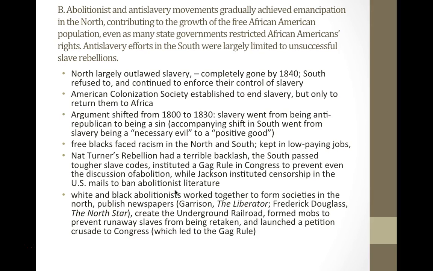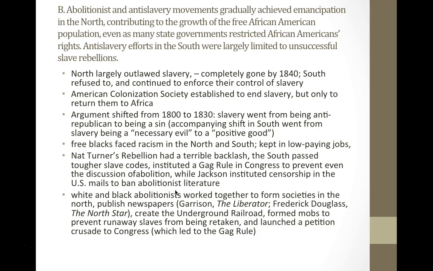All right, we're going to get a shift in the argument in the South. The South is going to stop arguing that slavery is a necessary evil. They're going to argue that it's a positive good, and we actually read Calhoun's Slavery is a Positive Good, if you remember. And the North is going to stop arguing that it's anti-Republican. They're actually going to attack it on moral grounds, that it's a sin.